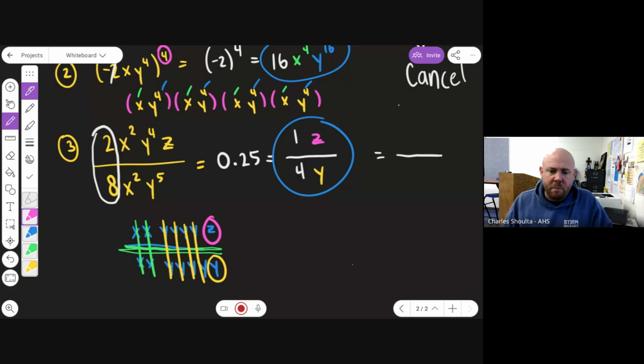Yep, perfect. Great job. That 1, you don't need the 1 because 1 times anything is itself. So you don't have to have that 1. So we have the Z, we have 4Y. There we go. Okay. All right.